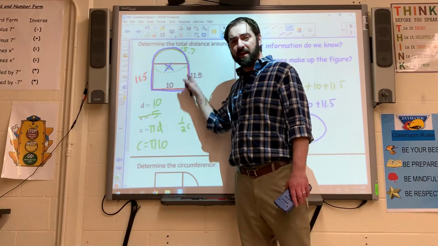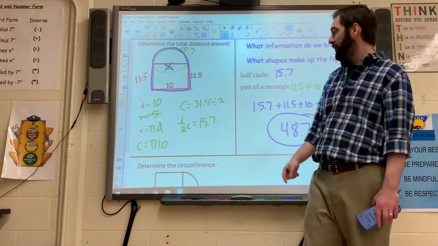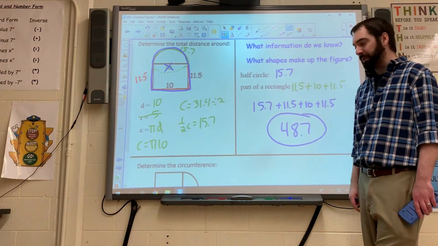So again, not that hard. Perimeter, that's a 6th grade, 5th grade concept. Semicircle, okay, a little challenging. Just make sure you divide by 2.